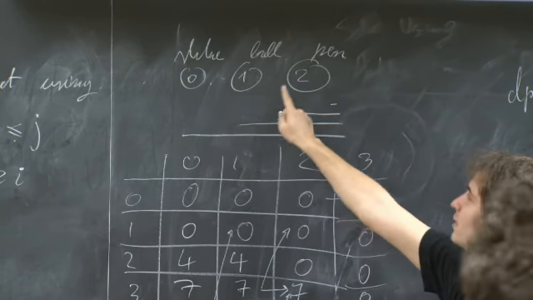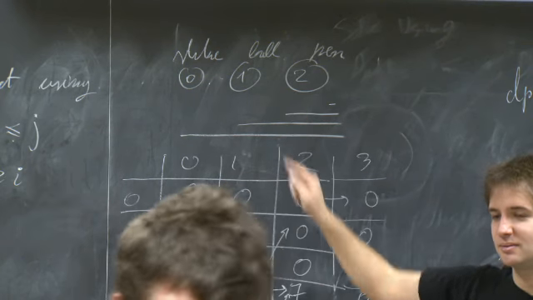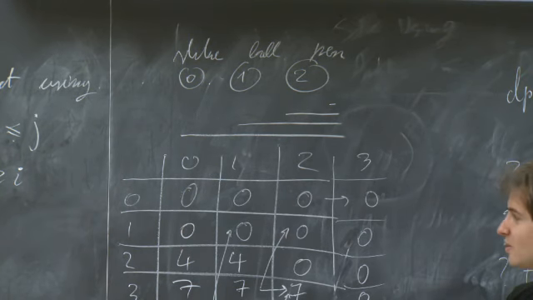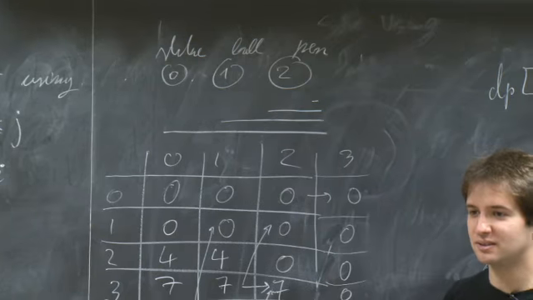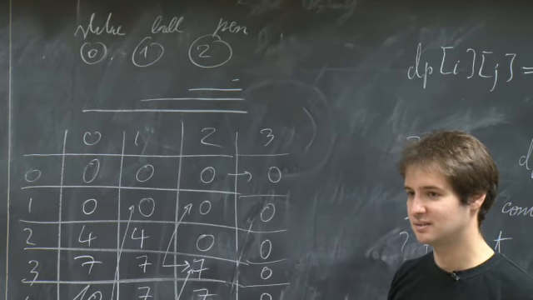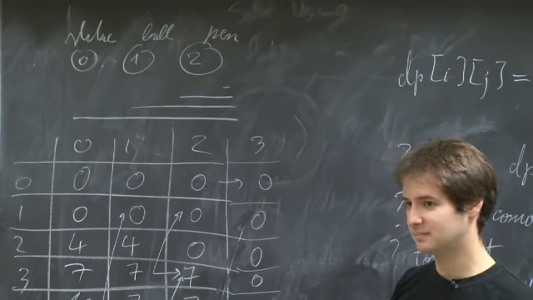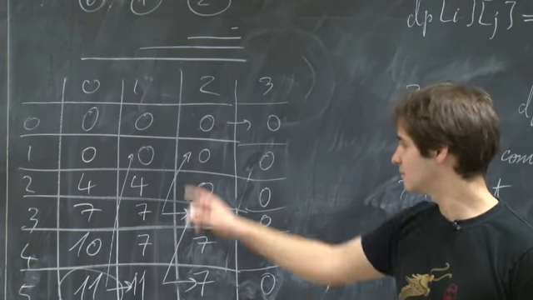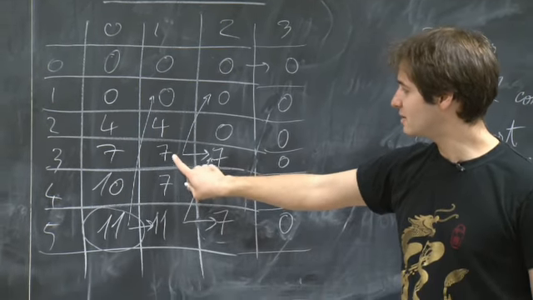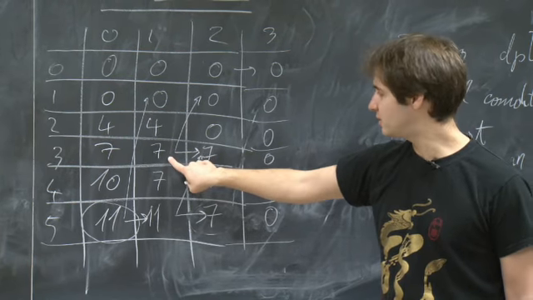Statue is 0, ball is 1, pen is 2. I'm using those items, but I'm using zero-based indexing. We're going from here to here. If you picked the middle cell, that's 1, 3. So this is item 1, the ball, weight 3.